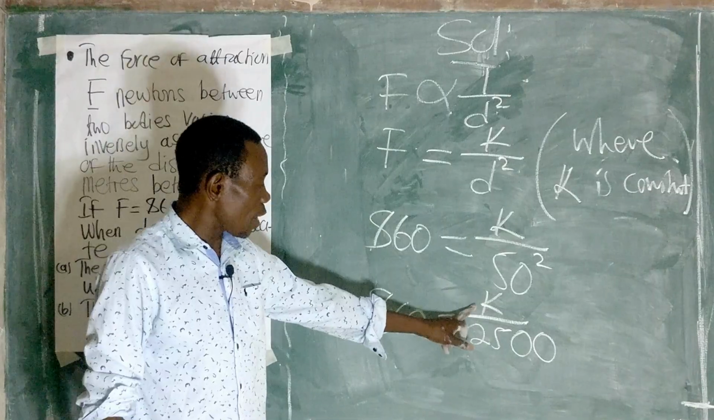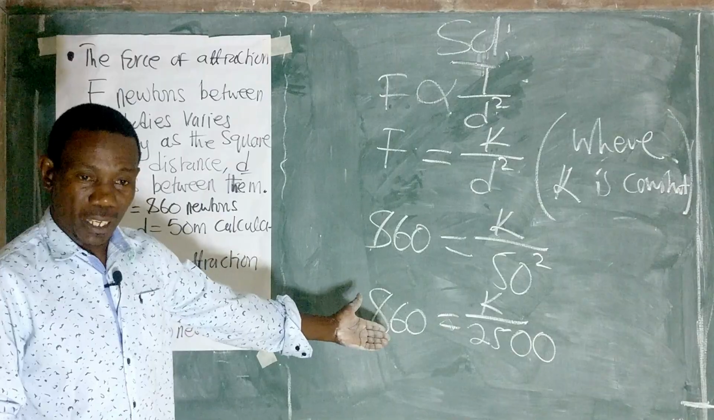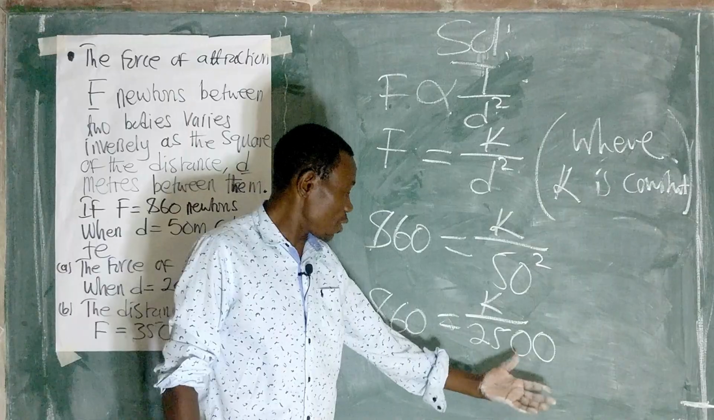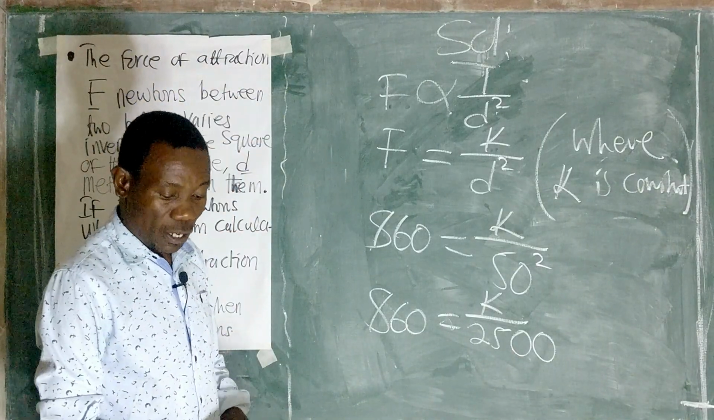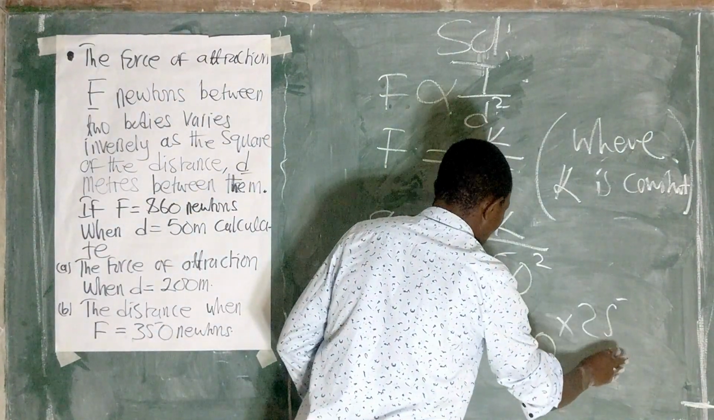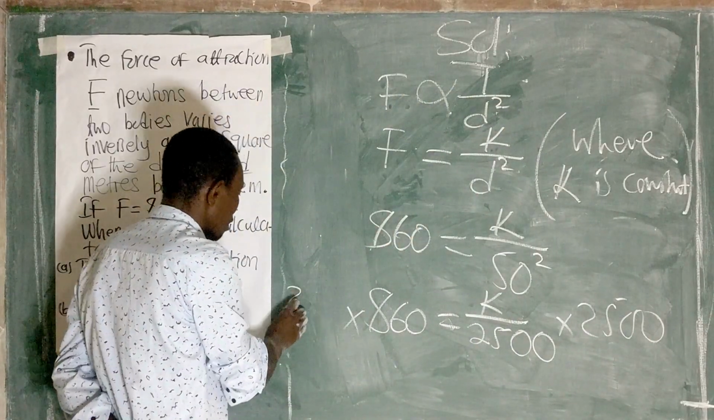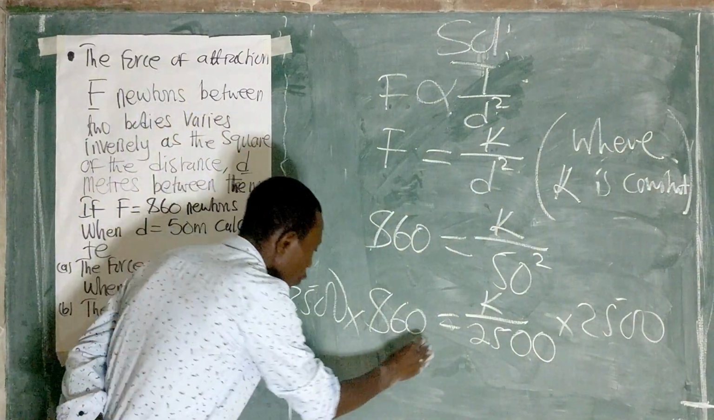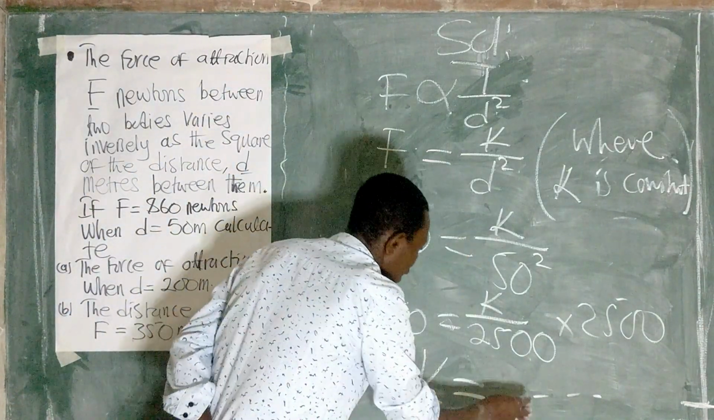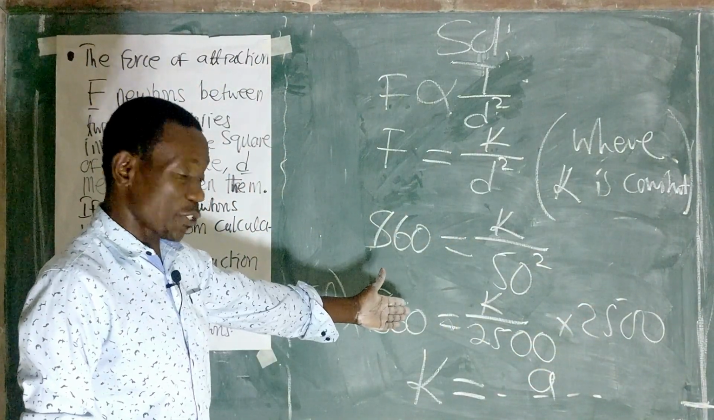Then after, in order to find the value of k, you do the same as we've done earlier. You need to get rid of that fraction. How do you do it? Multiply both sides by the denominator of this fraction, which is 2,500 in this case. So you multiply here by 2,500, and here again also multiply by 2,500. And you're going to find the value of k. Your k is the value here. But you can do the simplification there.